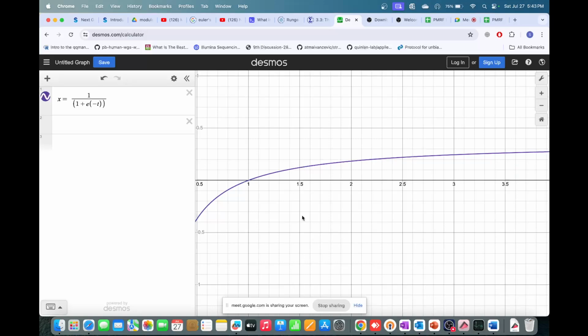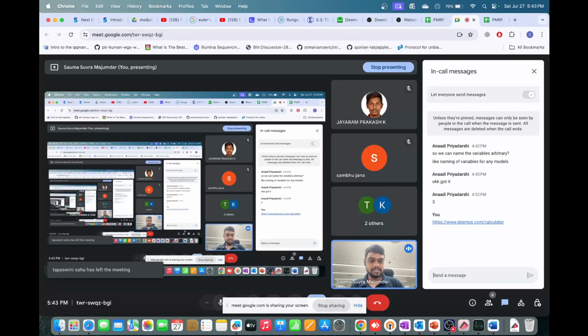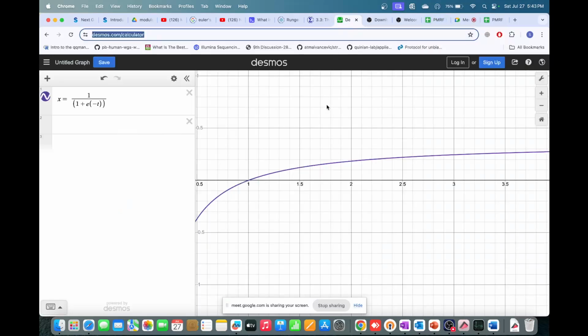So say for example, you have a differential equation, you solve it, and you want to see how your curve is looking, how your x is changing with t or your y is changing with t. You can use software like this. This is a free tool that is available online. This is known as the Desmos plotter. I'll just give the link in the chat box. You guys can use this to see the different plots of different kinds of functions if you're not familiar with it. So this is something that you can do.